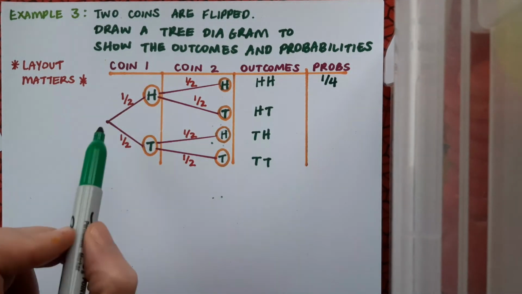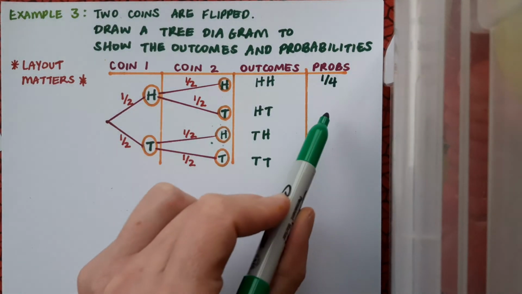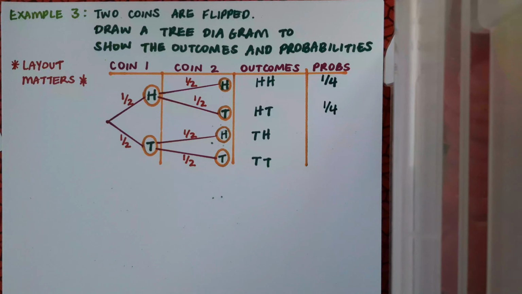For the next one, heads, tails, let's follow that. A half by a half again. And again, it'll be 1/4. And actually, in this case, they all end up being 1/4. This won't be the case in every tree diagram that you draw though, so just be aware of that.